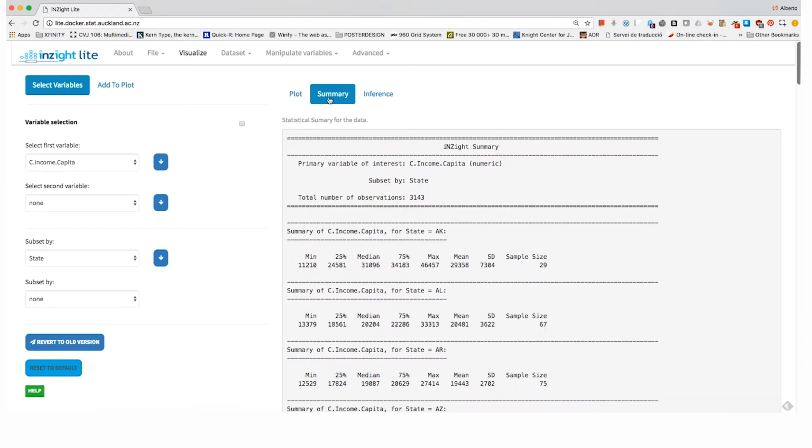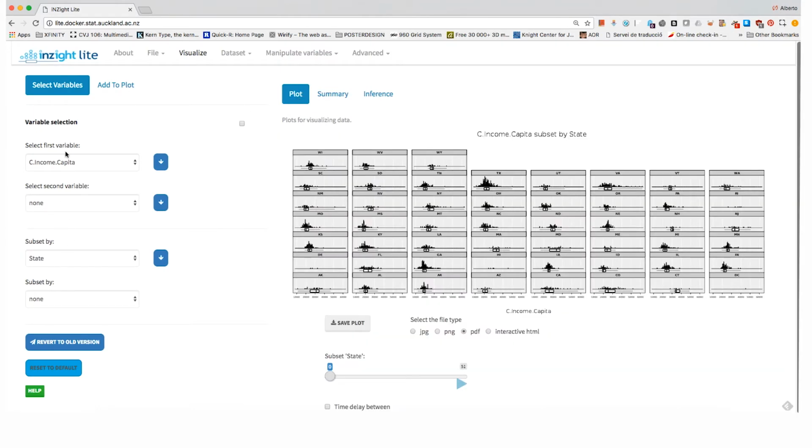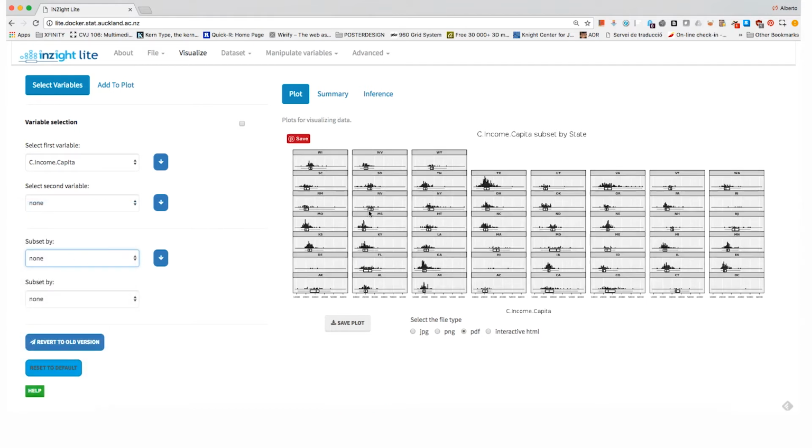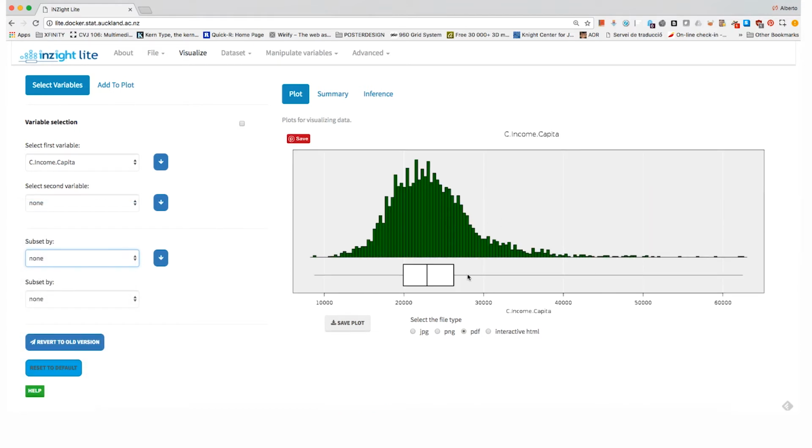So the summary statistics change depending on the variables that you have over here. If you only have one, it will only show you the summary statistics of that variable. If you subdivide it, then it will show you the subdivision also on the summary statistics. Anyway, what I was going to show you is that I'm going to remove the subset. So I'm going to just click here and click on none, all right, just to remove the subset and go back over here.